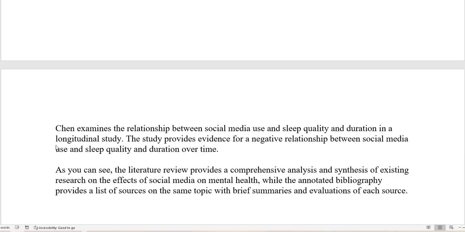Chen examines the relationship between social media use and sleep quality and duration in a longitudinal study. The study provides evidence for a negative relationship between social media use and sleep quality and duration over time. As you can see, the literature review provides a comprehensive analysis and synthesis of existing research on the effects of social media on mental health, while the annotated bibliography provides a list of sources on the same topic with brief summaries and evaluations of each source.